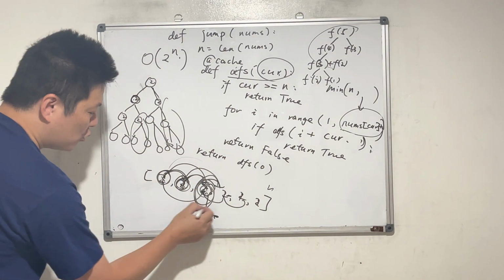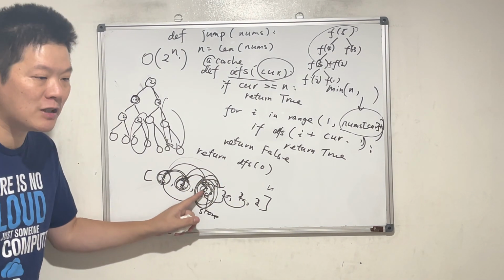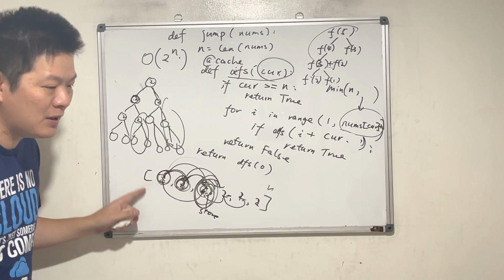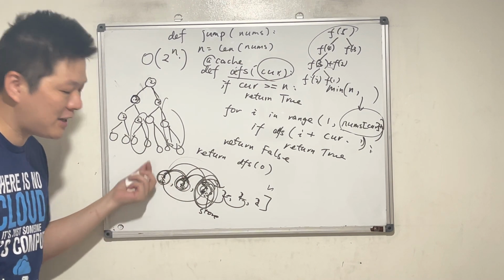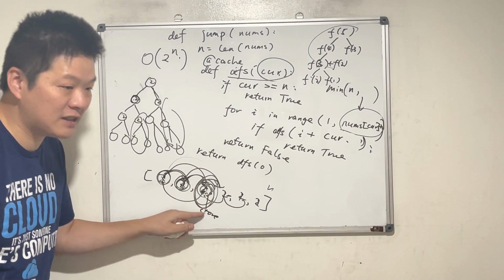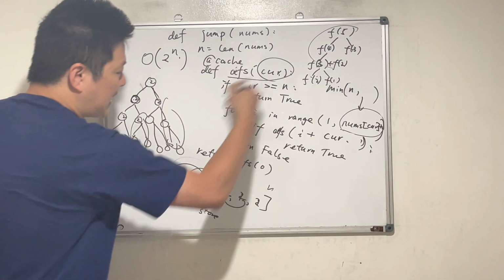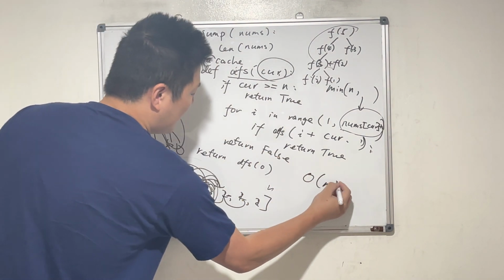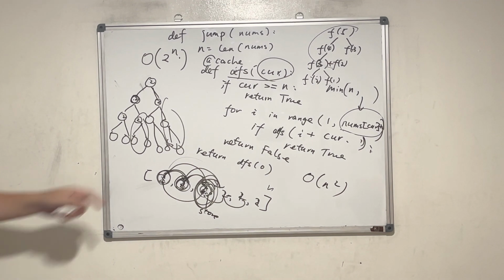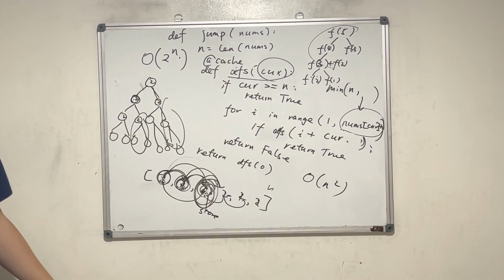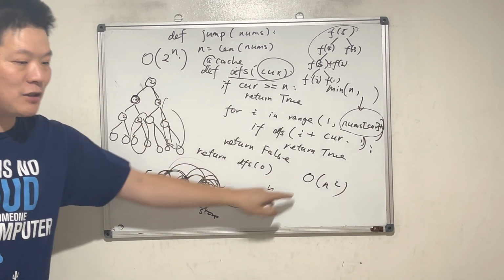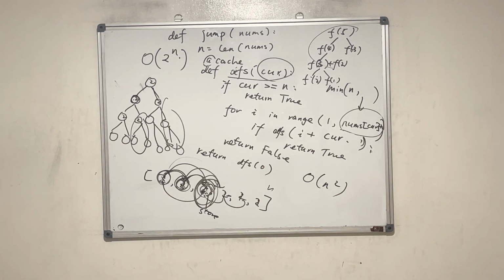But who can use this value? Who wants to use the value? There could be n values in front of it that need to use this value. So overall, this time complexity is O(n) square, okay? Without the cache, it is exponential. With the cache, it is O(n) square.